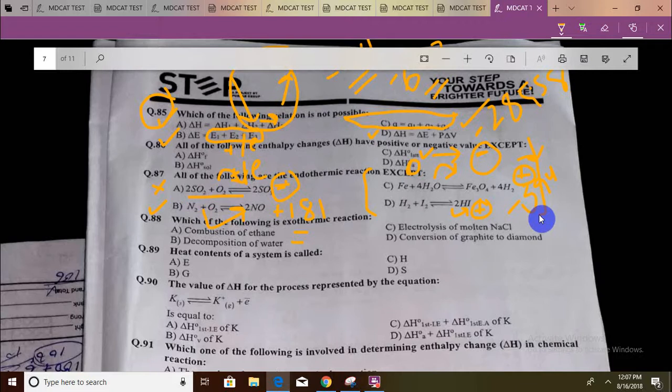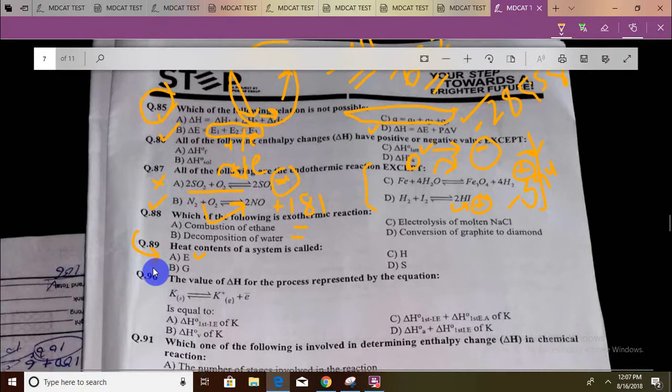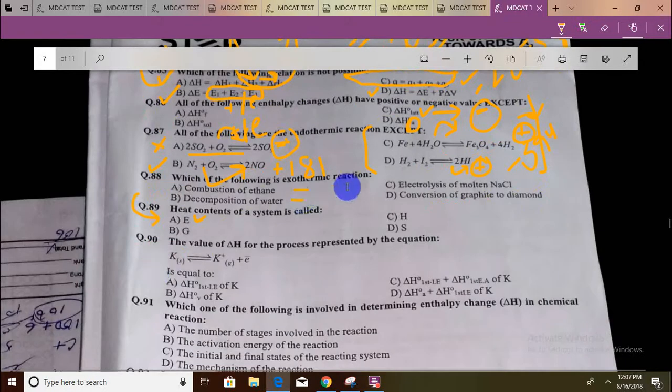So the heat content of a system is the enthalpy. The second name has been mentioned in the book. So which of the following is exothermic? Combustion of ethane, combustion is always exothermic. Decomposition of water, well, the formation of water was negative. It had a value of negative 285.58, so the reverse will have the same magnitude but different sign, so it will be positive 285.58.